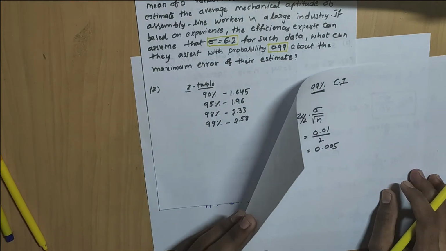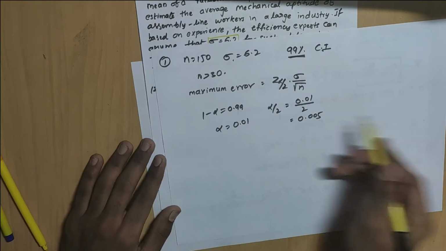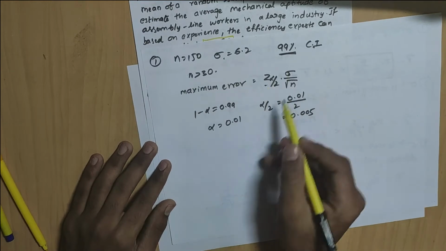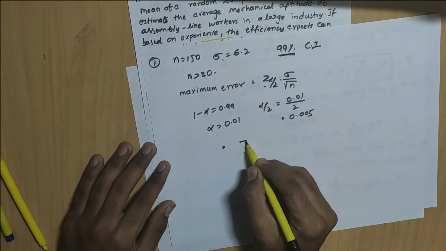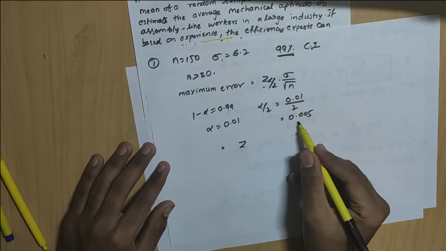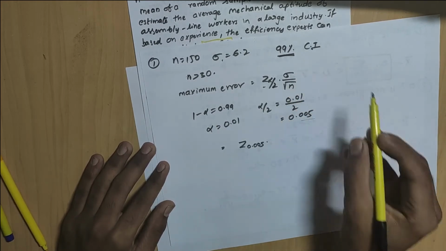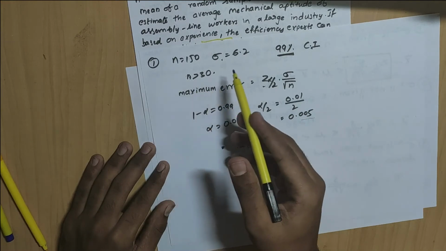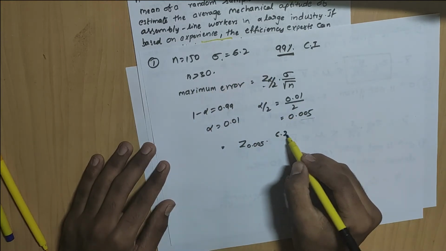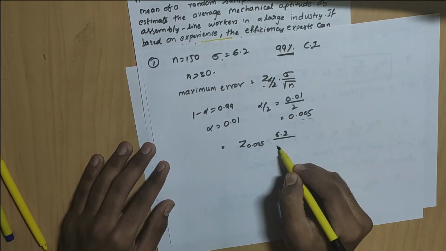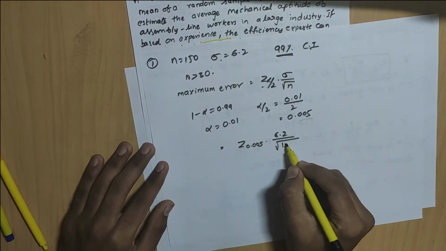Okay, so the formula we have already written, so we just do this z alpha by 2, we have to substitute this form, 0.05, and the sigma is given, 6.2, and the root n is given, 150.